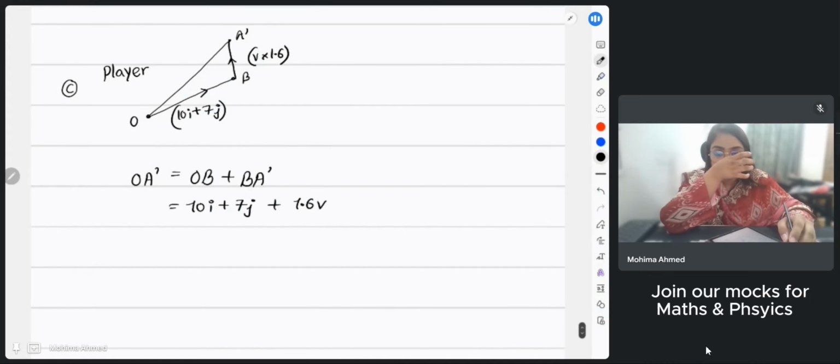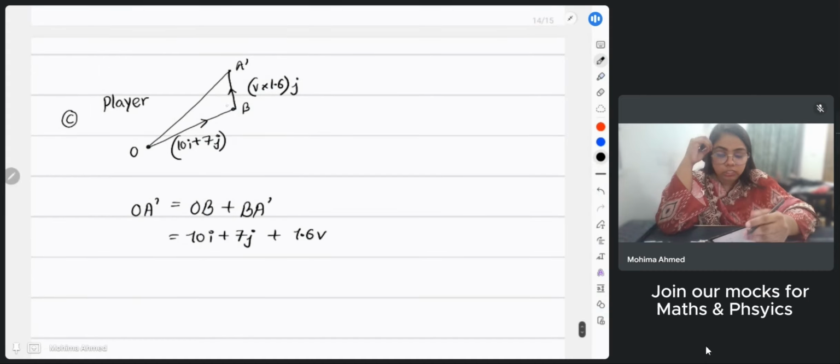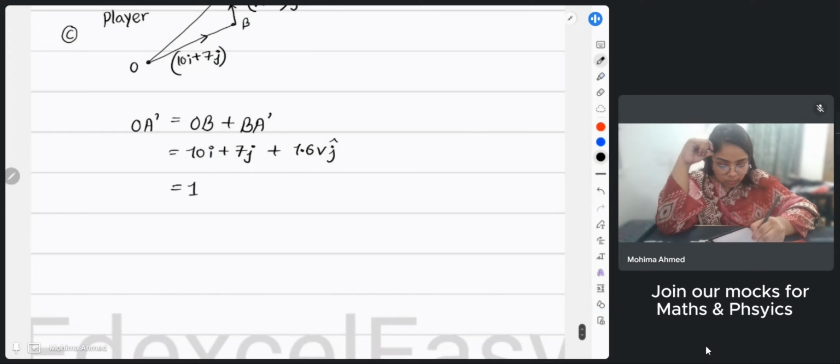And again over here, from B to A prime, right? This is exactly a vertical line. For a vertical line, it is going to be exactly J because it has a change in the y-axis. It doesn't have any change in the x-axis. So this is entirely a J component. So I'm just going to write 1.6 J, which I can write better in this format: 10I plus 7 plus 1.6 V J component. Okay, now this is an entire expression for OA again.